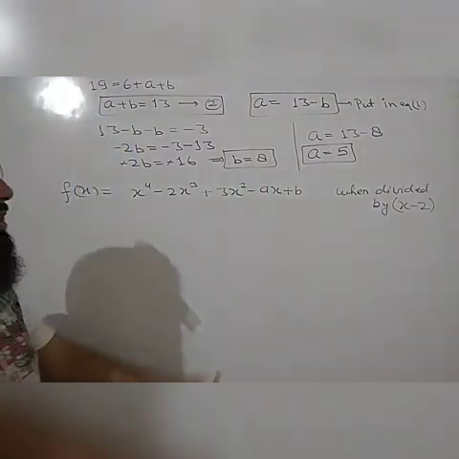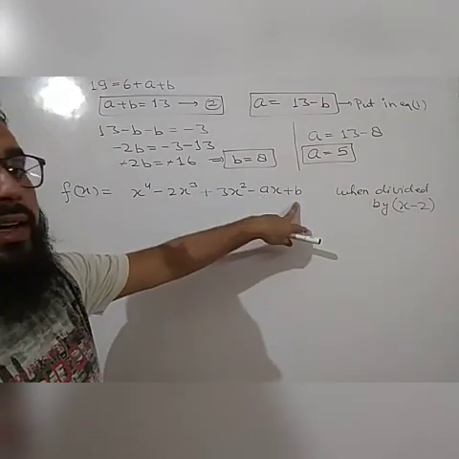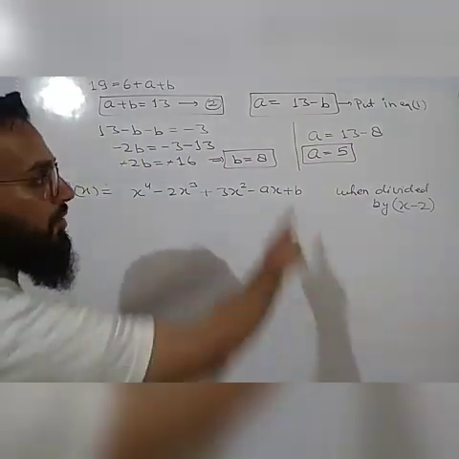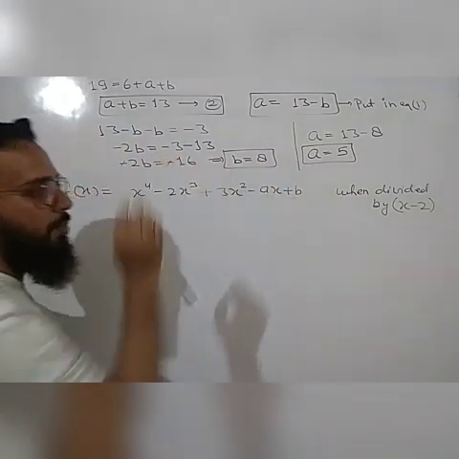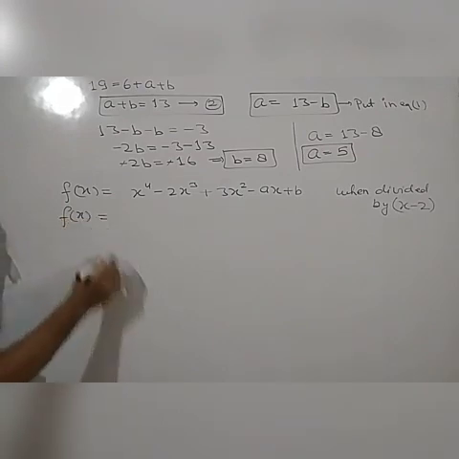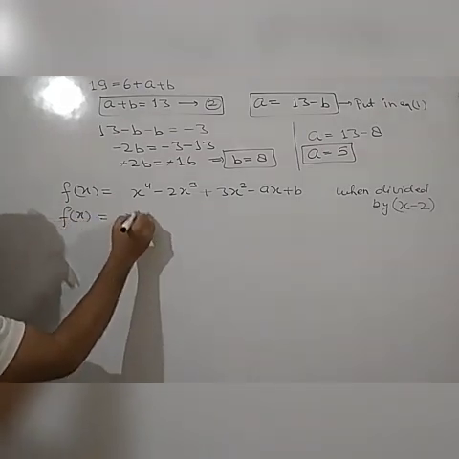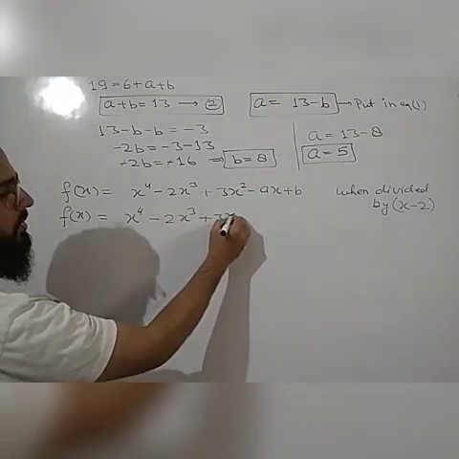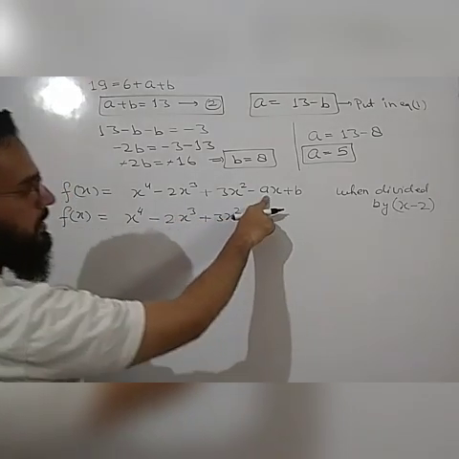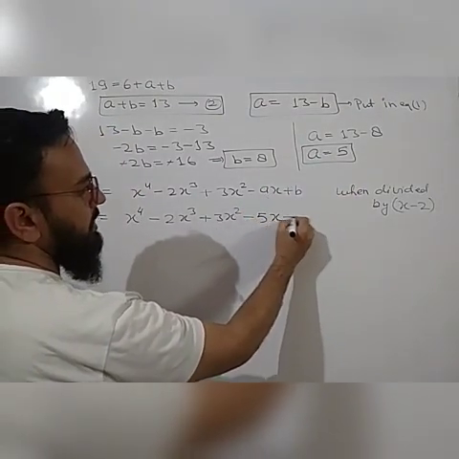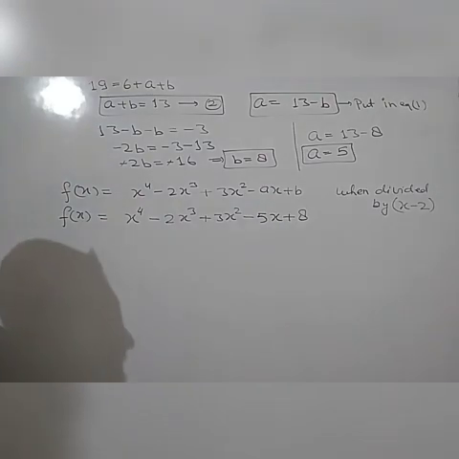We have to finally find the remainder when this polynomial is divided by x minus 2. But since we were not having the values of a and b, first we have calculated the values of a and b. Now we can put these values in the given polynomial. The polynomial would become x to the power 4 minus 2x cube plus 3x square minus, at the place of a we will put 5, so it will be minus 5x plus 8. Now this is the required polynomial.